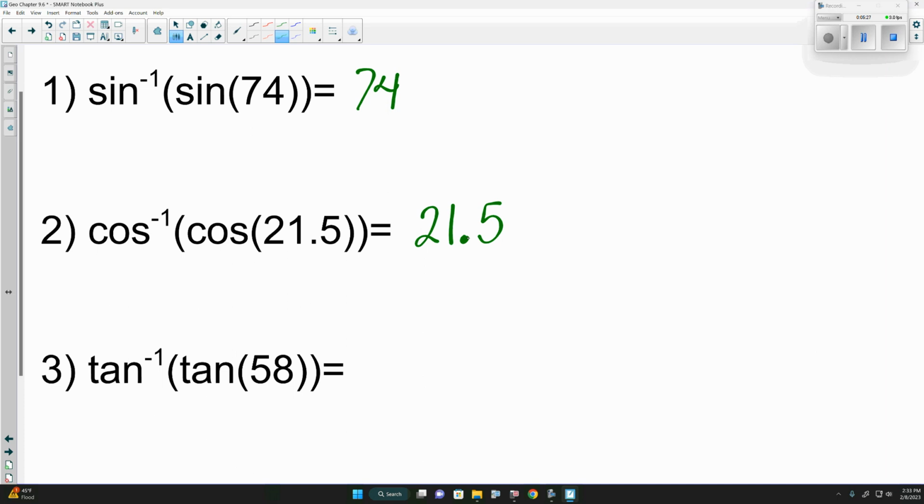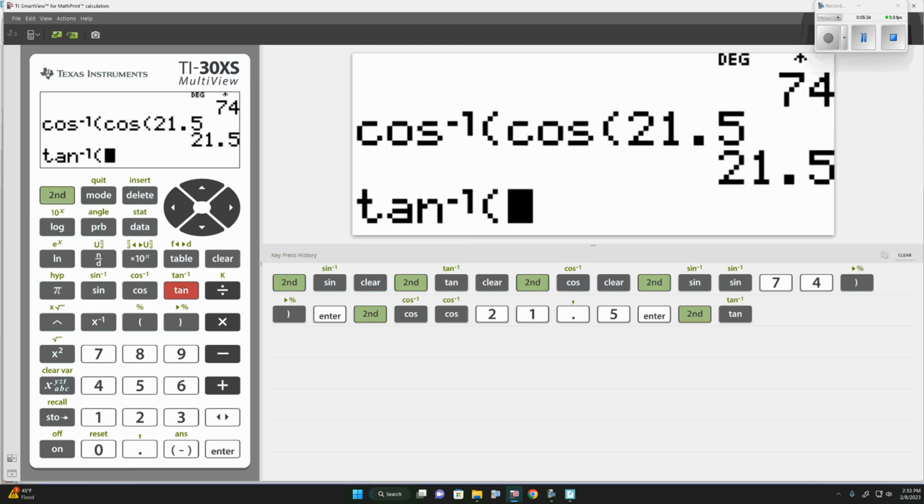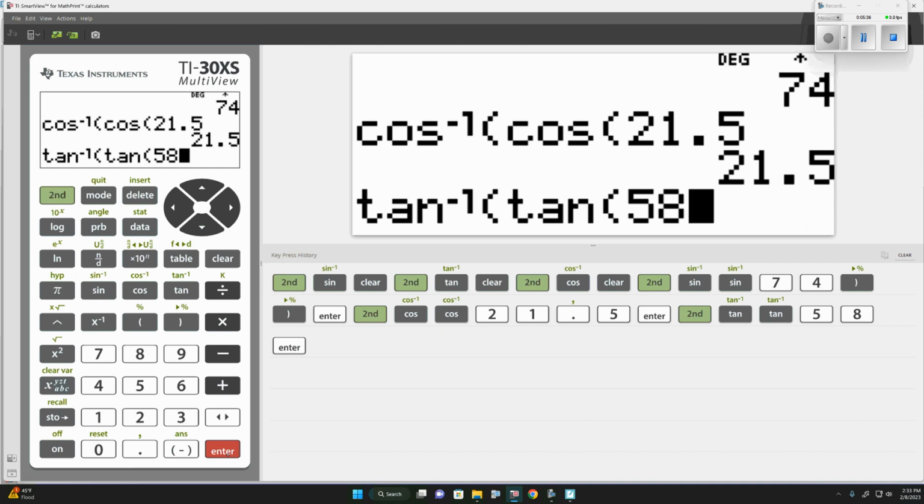And tangent inverse of tangent of 58 is indeed 58.